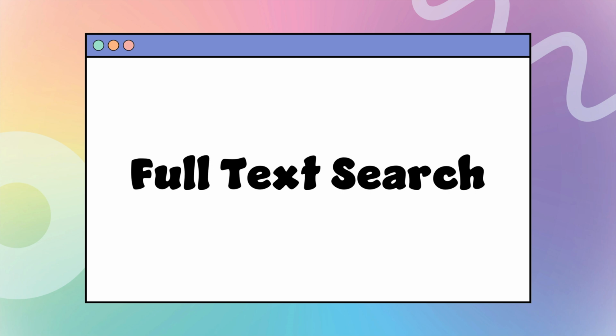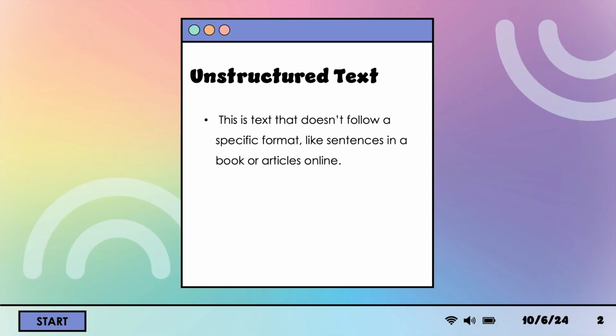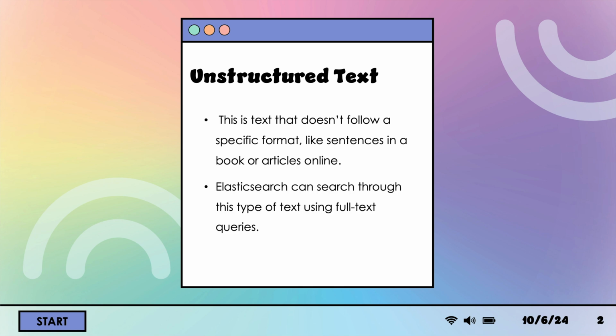Elasticsearch helps you search through unstructured text, which is text that doesn't follow a specific format, like natural language. This is text like sentences in a book or articles online. Elasticsearch can search through this type of text using full text queries.